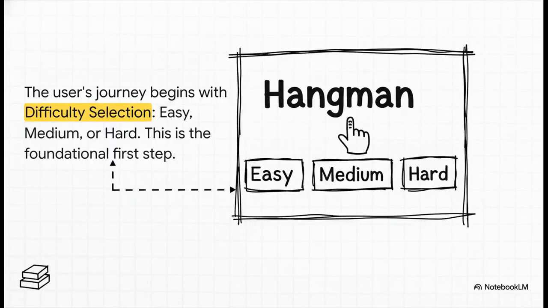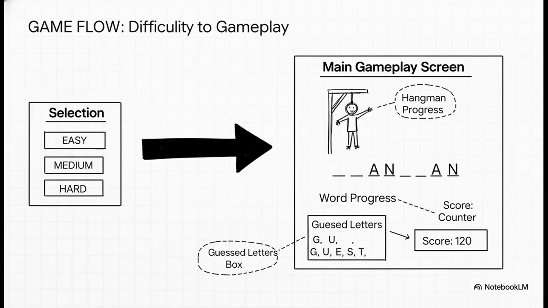For your Hangman project, your storyboard has to start right here. The very first screen the user sees should let them pick a difficulty, easy, medium, or hard. It's a simple, clear first step that sets the stage for the whole game. Okay, so once they pick their difficulty, where do they go next? Your storyboard needs to show a clear path to the main gameplay screen. This is the heart of your game, right? It's where all the action happens, showing the word, the letters they've guessed, and their score.